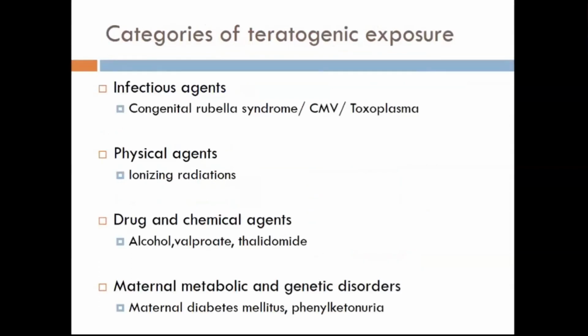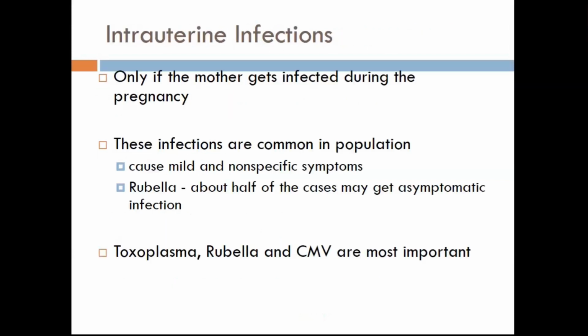So the categories can be not only drugs. Remember that they can be infectious agents, physical agents, drugs and chemicals, and maternal metabolic and genetic disorders. You know maternal diabetes, and I have talked about phenylketonuria. So I will touch upon these one after the other.